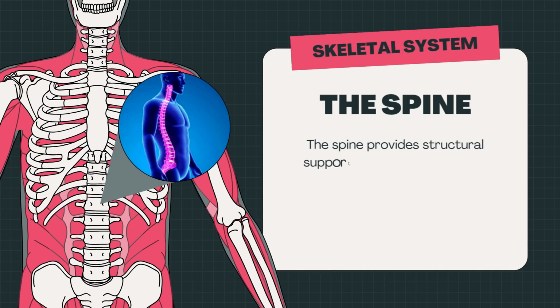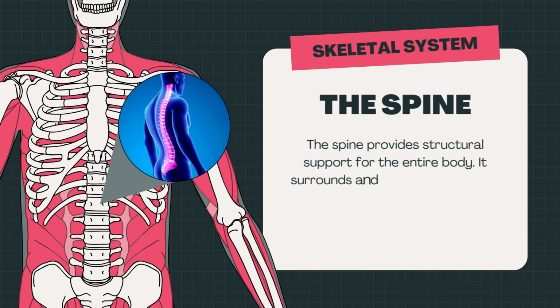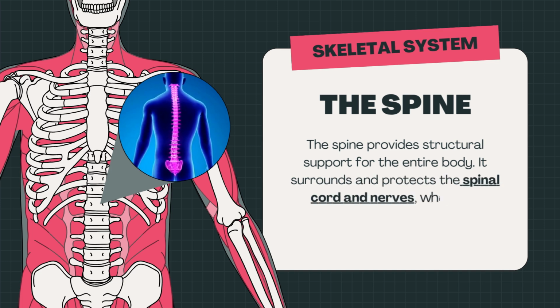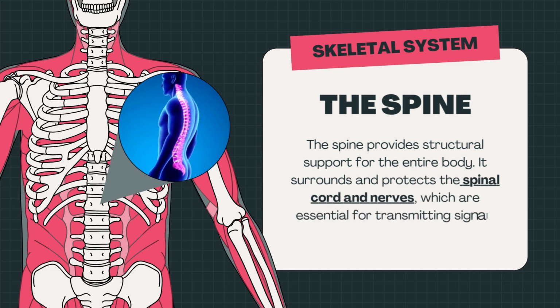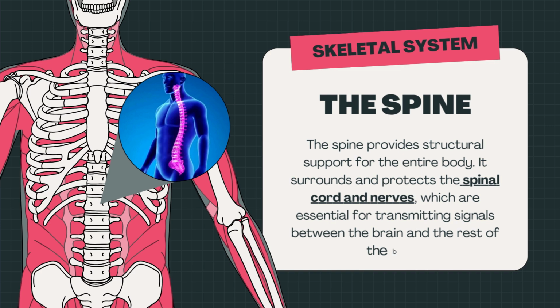The spine provides structural support for the entire body. It surrounds and protects the spinal cord and nerves, which are essential for transmitting signals between the brain and the rest of the body.